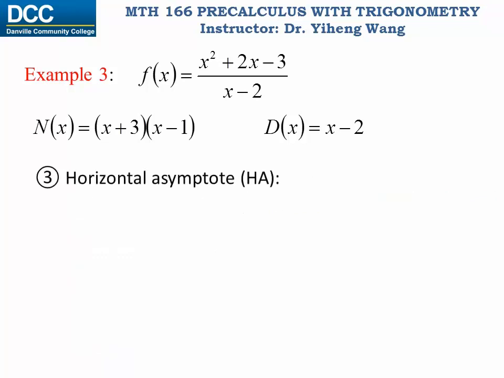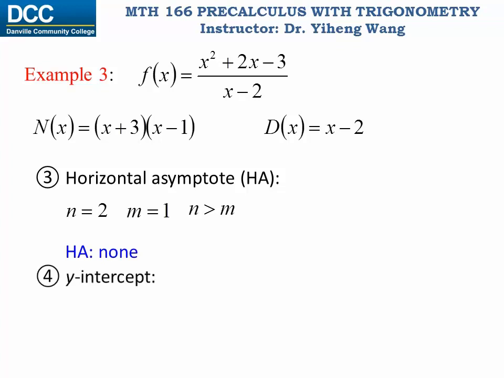To find the horizontal asymptote, again, we compare the degrees of the numerator function and the denominator function. In this case, n is bigger than m, therefore, there is no horizontal asymptote. And also, we can find the y-intercept by substituting x equals 0 and evaluating the function value to be 3/2.